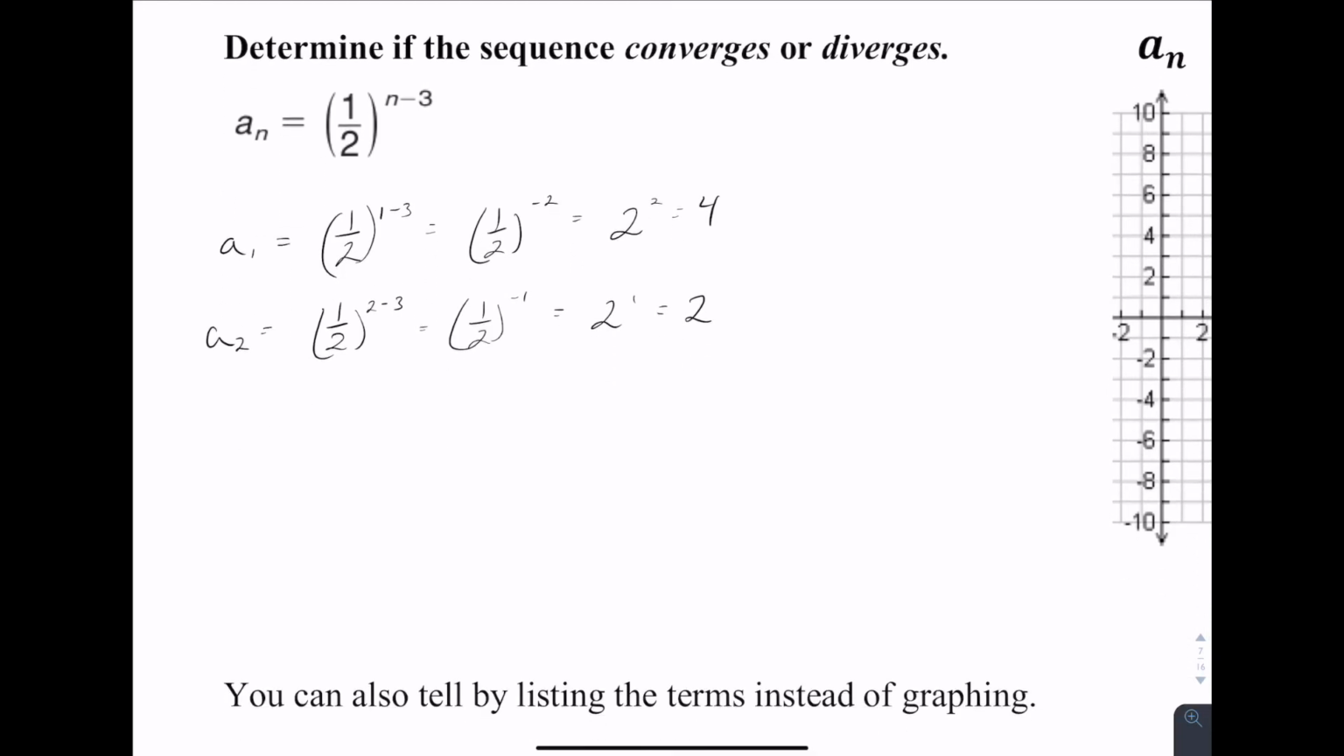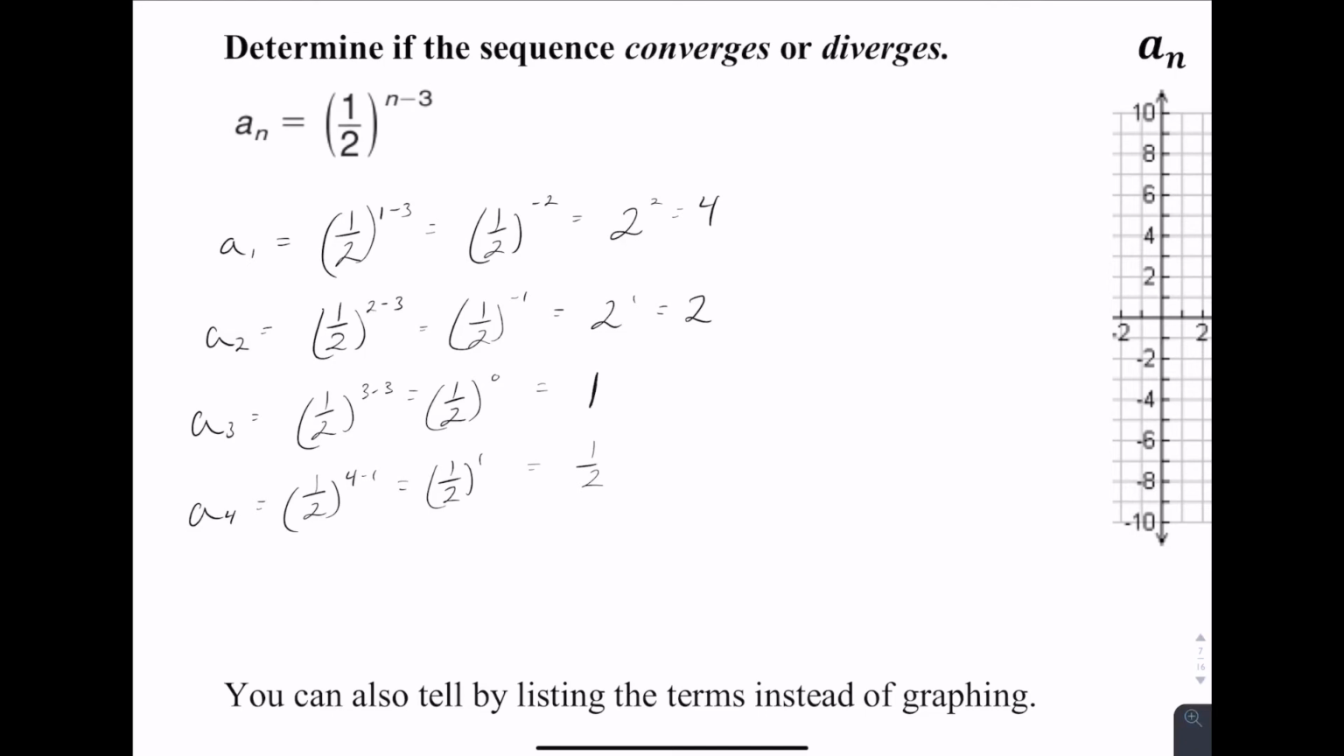Remember, negative exponents flip the fraction. All right, now we're getting to the easy part. a3 is 1/2 to the 3 minus 3, which is 1/2 to the 0. Anything to the 0 is just 1. Okay, so then you have a4. Let's see, it's 1/2 to the 4 minus 3. That equals 1/2 to the first power. That's just itself.